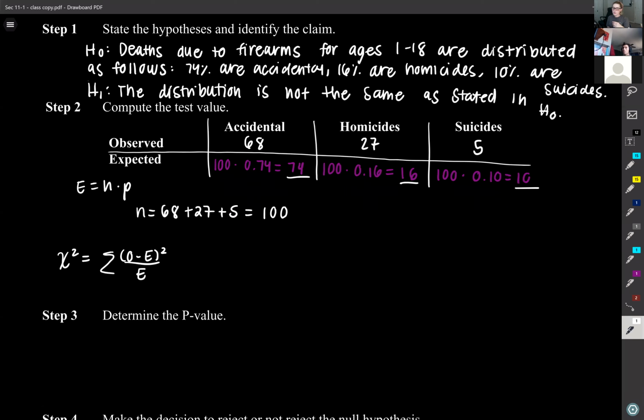I'm going to let you guys try and do this one since I did the last one for you. Try and figure out what the chi-squared value is, and then private chat me your answer when you get it, and we'll go over it together. But try this on your own. I really recommend it because until you try something on your own, you might not realize that you don't understand it.